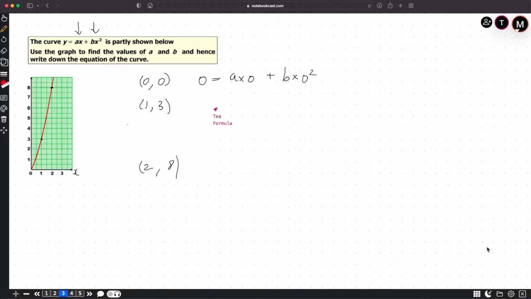Yeah, so we've got our 2 facts. We can put them in here. So we've got 3 equals, and we've got 1 for x. So we've got a plus b, which is nice. This is like a simultaneous equation.